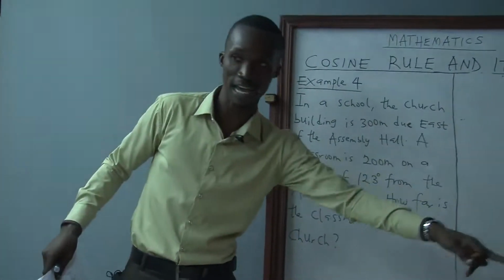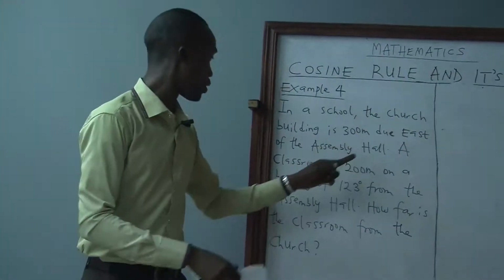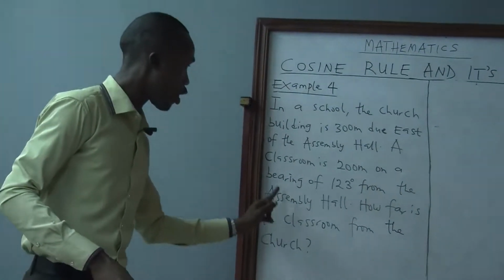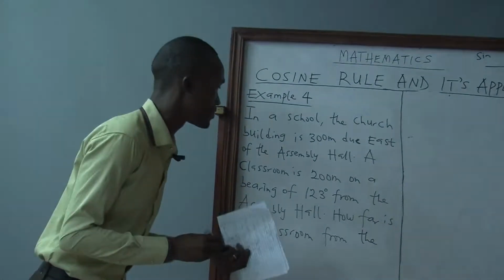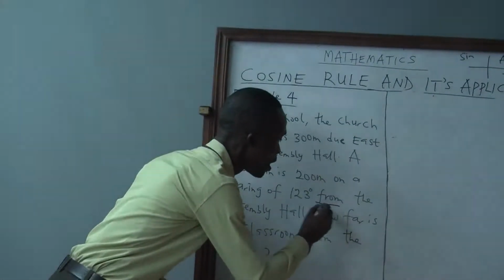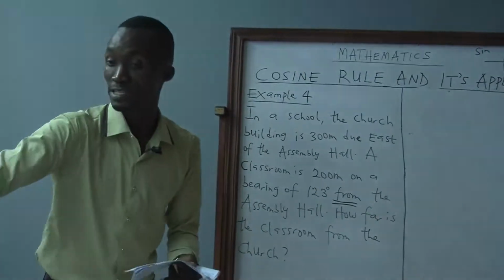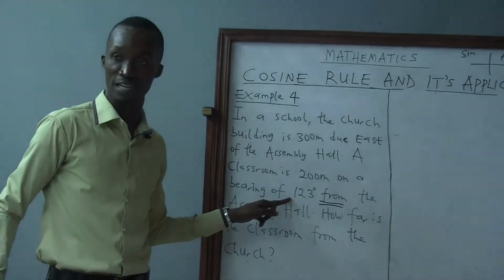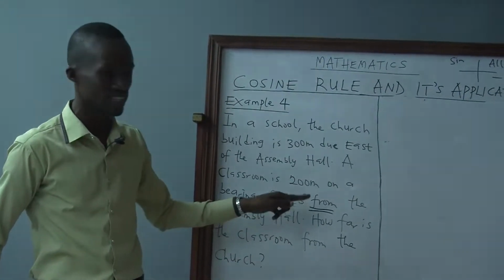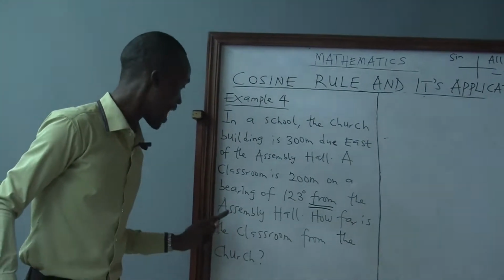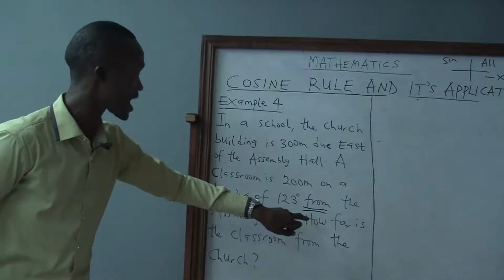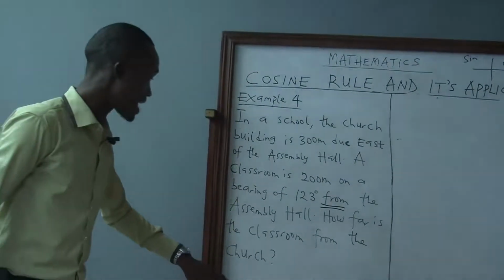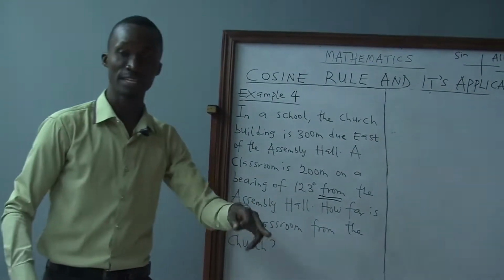We assume that we have one like this, we have another one like this. Now, a classroom in that school as well is 200 meters on a bearing of 123 from the assembly hall. So we assume that that one is in another direction. Meanwhile, they've given us the bearing that it is on a bearing of 123 degrees from that assembly hall. Now we have a question: how far is the classroom from the church? We have to get the distance between the classroom and the church.